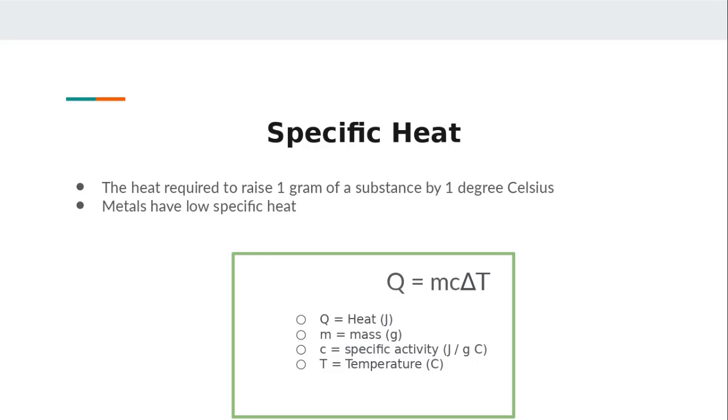Metals generally have a low specific heat, and what this means is that it doesn't take a lot of energy to raise the temperature of a metal. That's why we use metals for cooking and things like that. Whereas materials like water have a higher specific heat, which means it takes a lot of energy for water to heat up. So that's the equation right there, Q equals mcΔT. Make sure you know all the units for it.